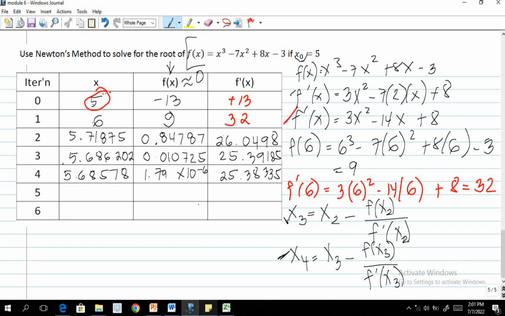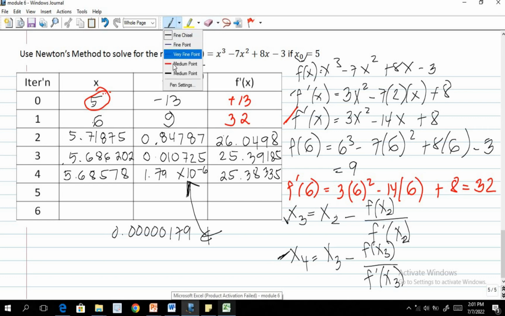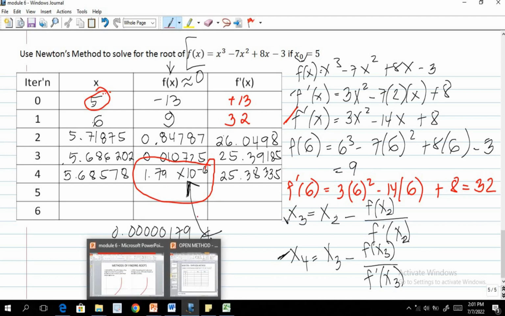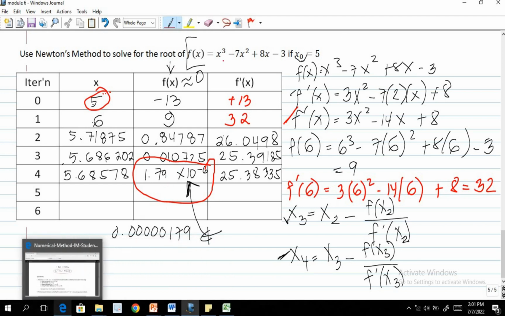Ma'am, ano yung 1.79 times 10 raised to negative 6? If I'm going to write that in decimal point, ganito yung itsura ng 1.79 times 10 raised to negative 6. Hindi 0.0179. Itong value na nakikita nyo na to, that is the same as this. Okay? So, kung mapapansin ninyo, yung 1.79 times 10 raised to negative 6, almost equal na siya sa 0. So, dito na, pwede na akong mag-stop. Kasi yung fx dito sa may iteration 4 is almost equal to 0.